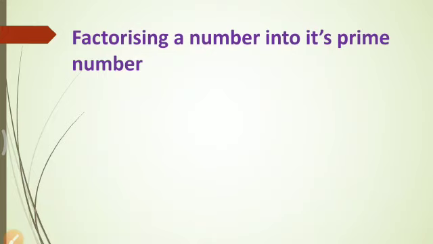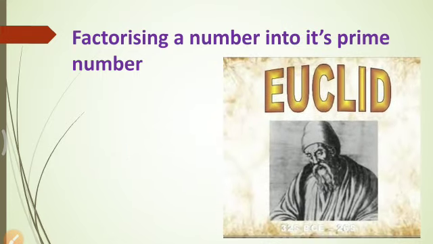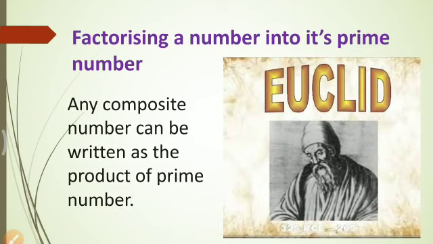Now for factorizing a number into its prime, we have to study the Euclid rule. Now according to the Euclid rule, you can write any composite number as a product of its prime number. What the Euclid rule says is that any composite number can be written as the product of a prime number.